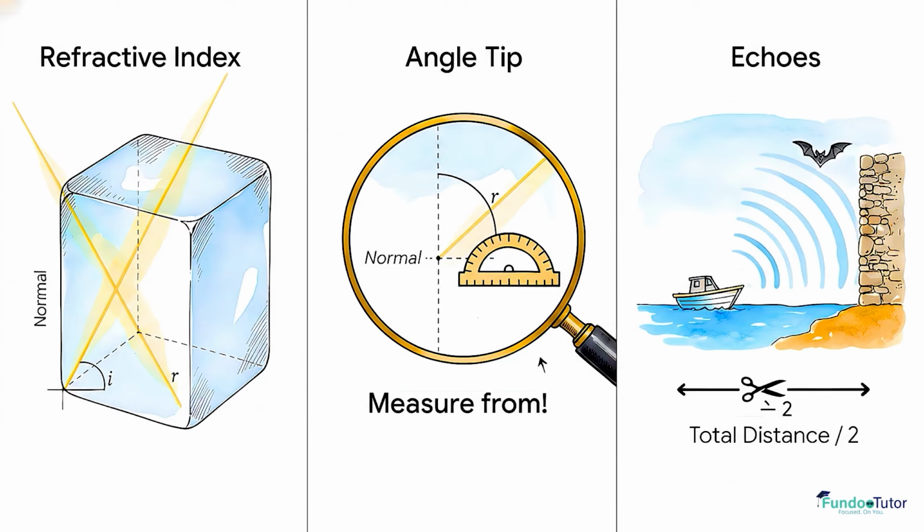And finally, for echo questions, please remember the sound makes a round trip. It goes there and back. So the distance you calculate is double the real distance. Don't forget to divide by 2 at the end.